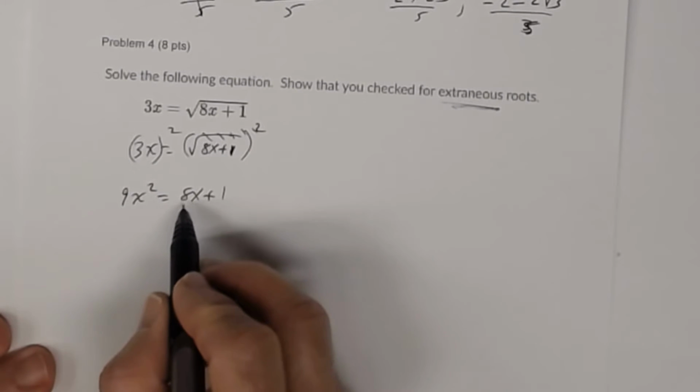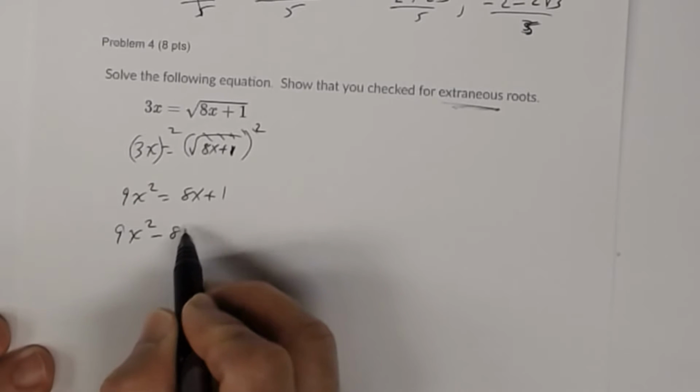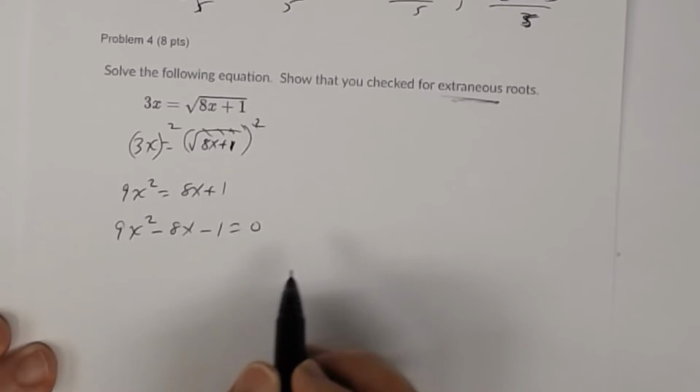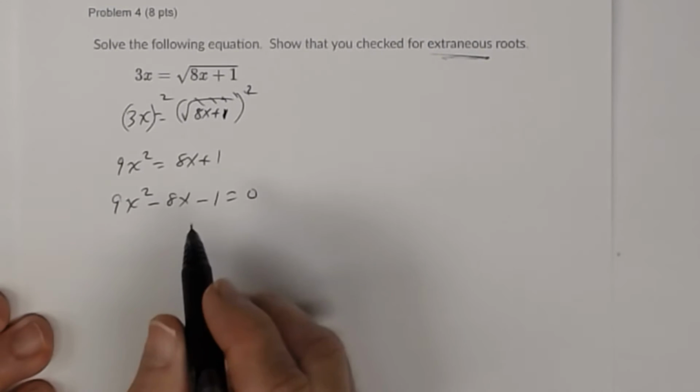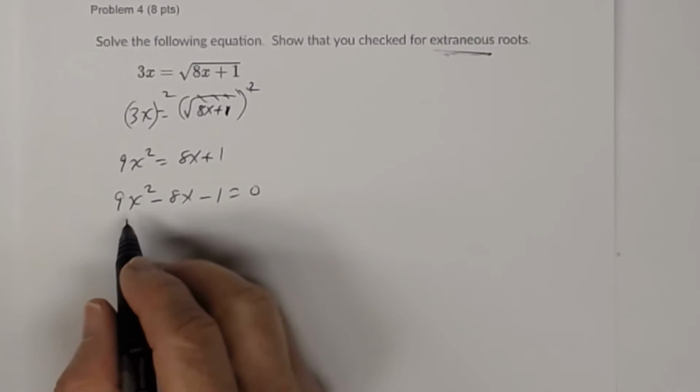Okay, so let's go ahead and put this in standard form. So I got 9x squared minus 8x minus 1 equals 0. And this is factorable. You could use the quadratic formula if you want to. It's up to you. But it is factorable, so I'm going to go ahead and factor this.